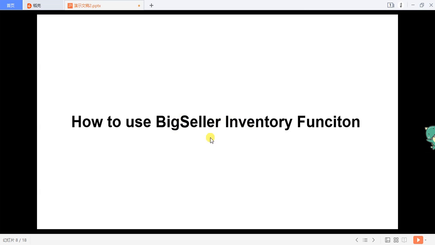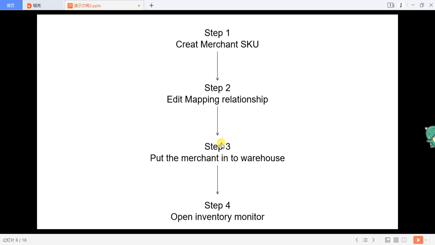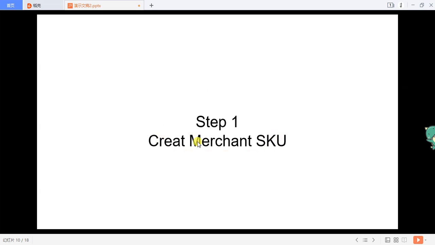Then we will begin to explain the first step of using the inventory function. How to use Bigseller inventory function. Step 1. Create merchant SKU. Step 2. Add the mapping relationship. Step 3. Put the merchant SKU into warehouse. Step 4. Open inventory monitor. The first step is to create a merchant SKU.